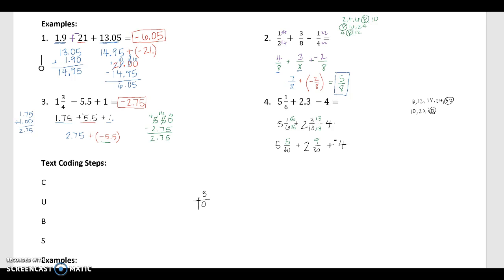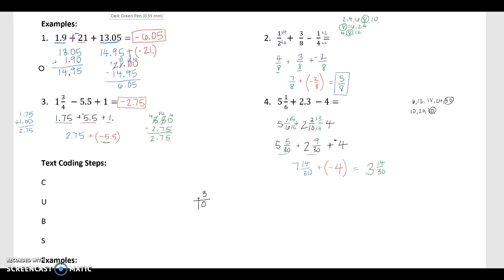All right. And these are both positive numbers here. So I'm going to go ahead and add them. Okay. So 5 plus 2 is 7. 9 plus 5 is 14 over 30. I have plus negative 4. Okay. So different signs. So I'm going to subtract. Okay. So 7 minus 4 is 3. And I actually didn't have to do anything with my fraction. Is it positive or negative? Positive, right? Because 7's bigger.